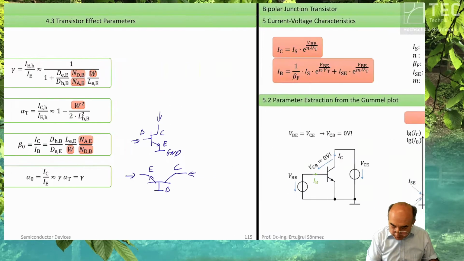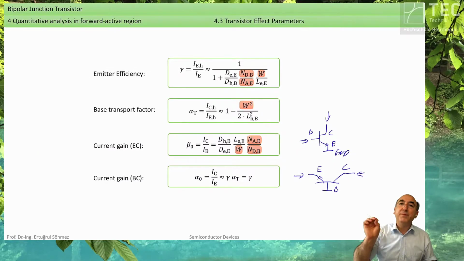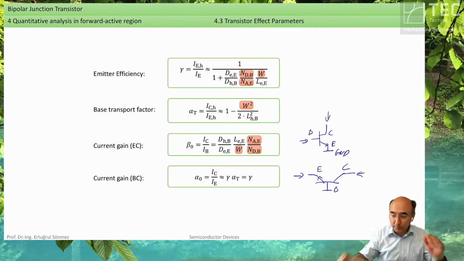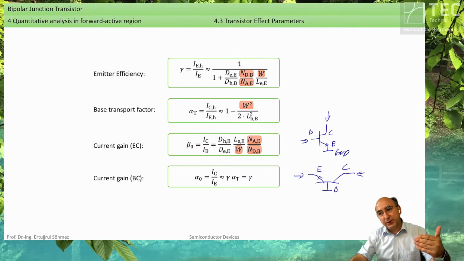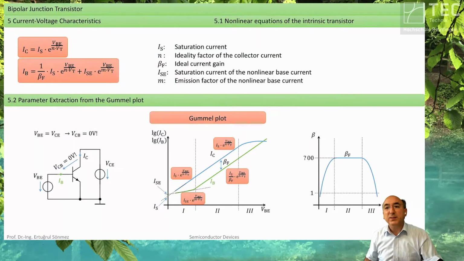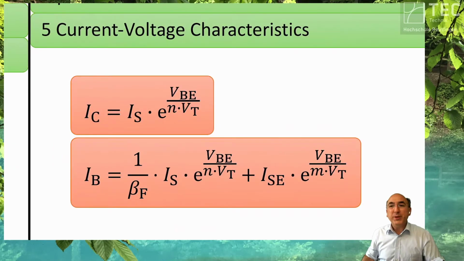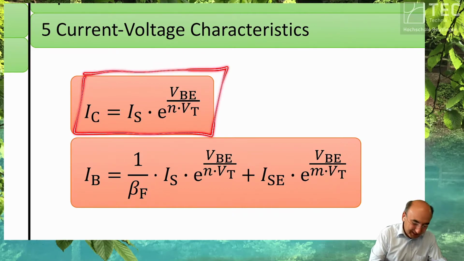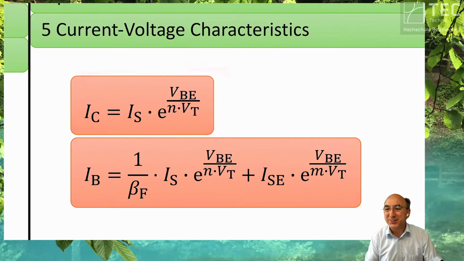Okay, so these were the physical parameters of the bipolar transistor. I don't want to tell more about the physical parameters because we learned the bipolar transistor to use it as a device in circuits, analog circuits. Therefore, we reduce everything from what we have had to these equations.